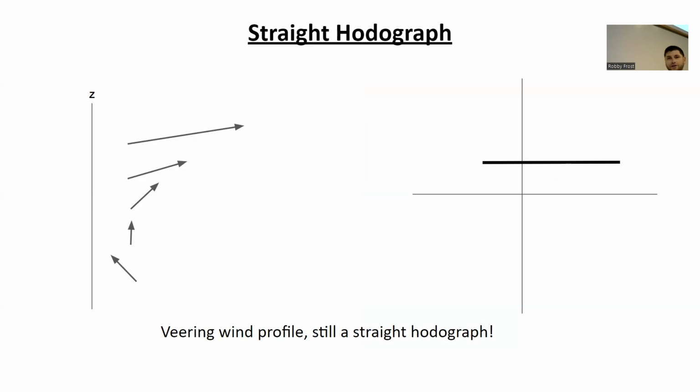This is another example of a straight hodograph, but it's actually a veering wind profile. And the reason we show this is to get at the idea that the shape of the hodograph is related to the vertical wind profile, but just because it's veering doesn't mean you're getting a curved hodograph. You can get different shapes with different ground relative winds. So always got to look at the shape that corresponds to the wind profile.